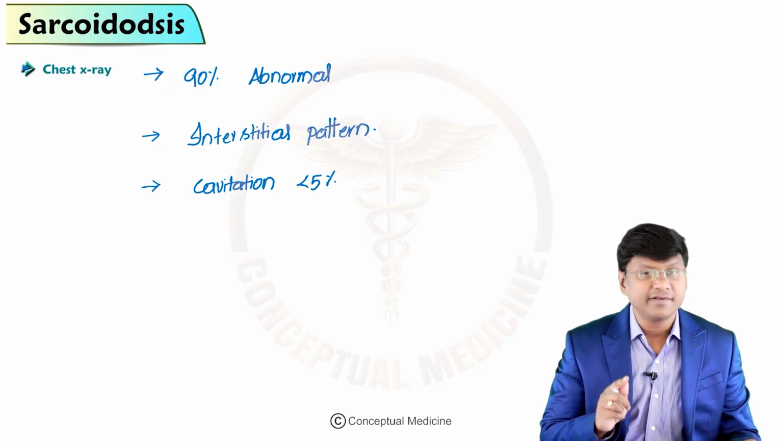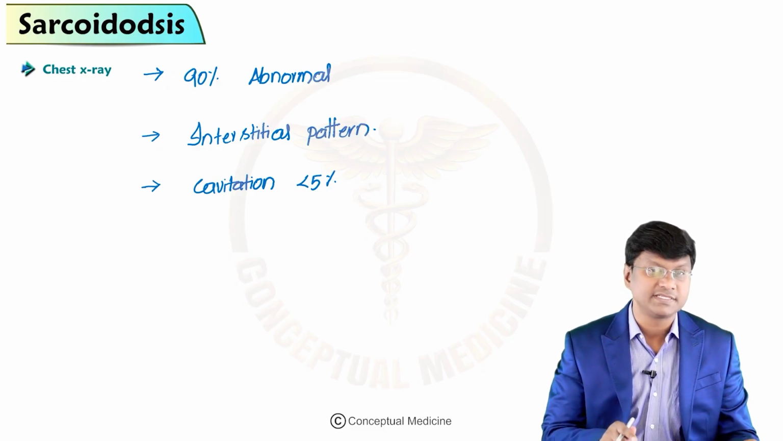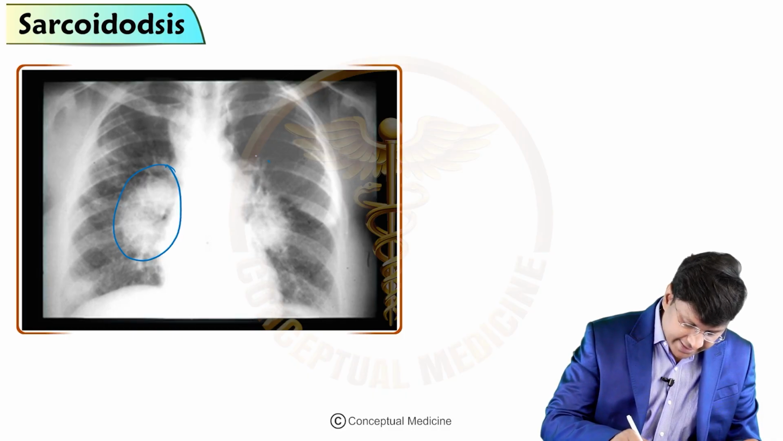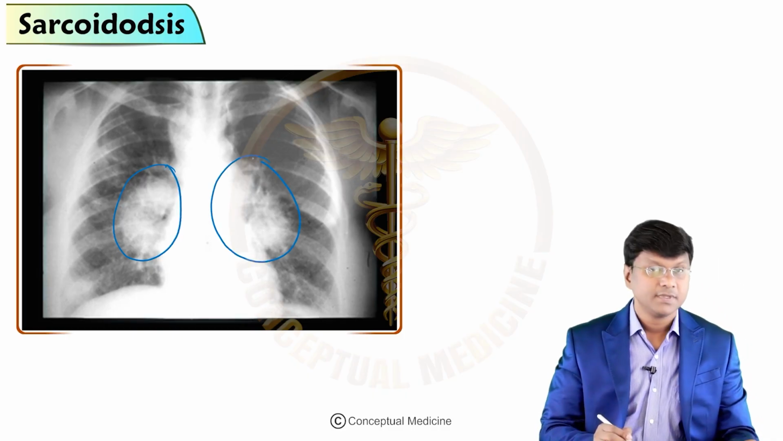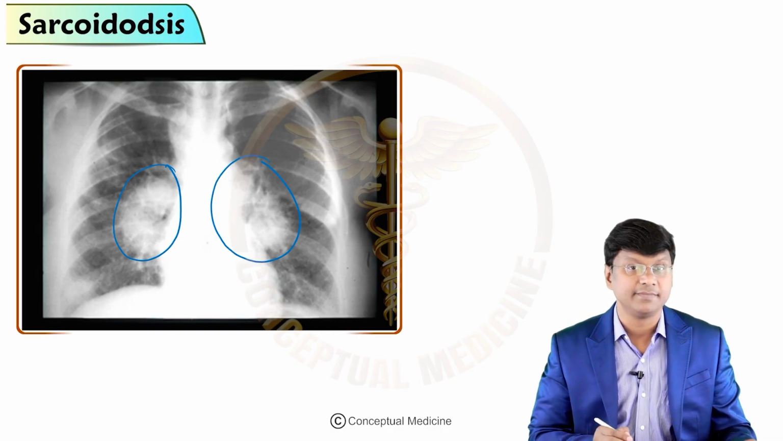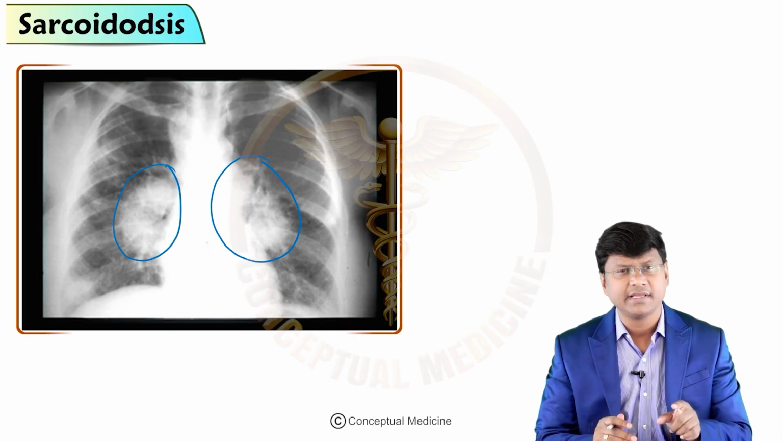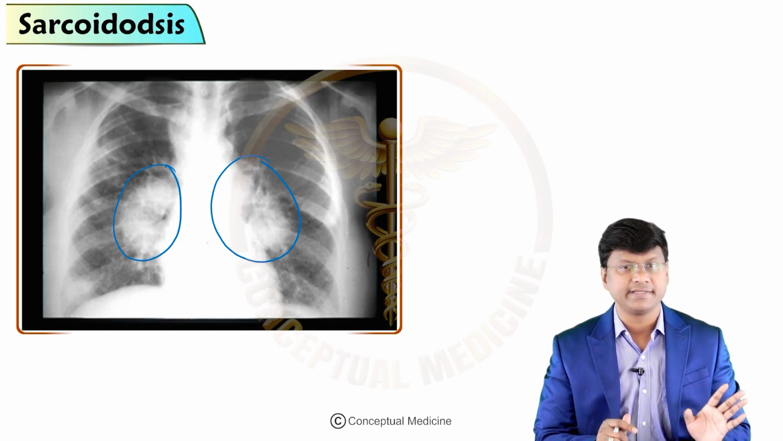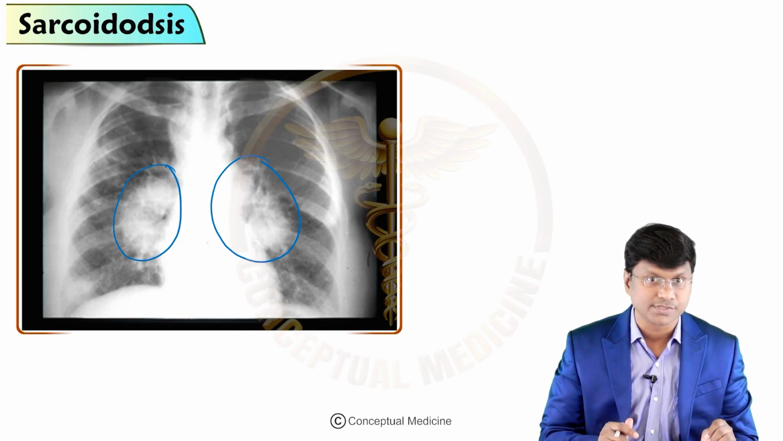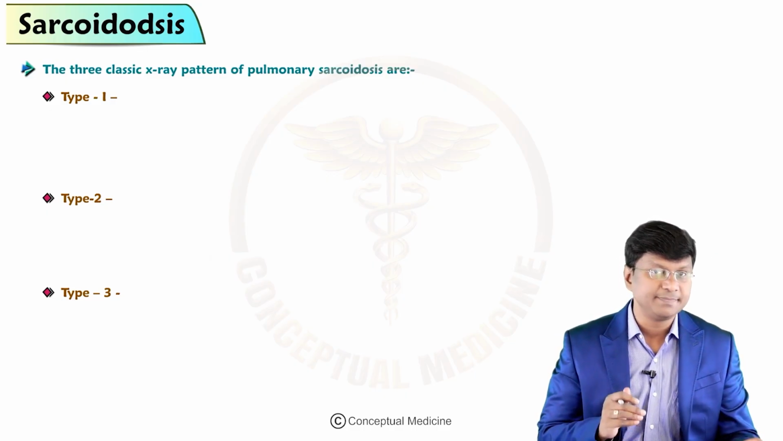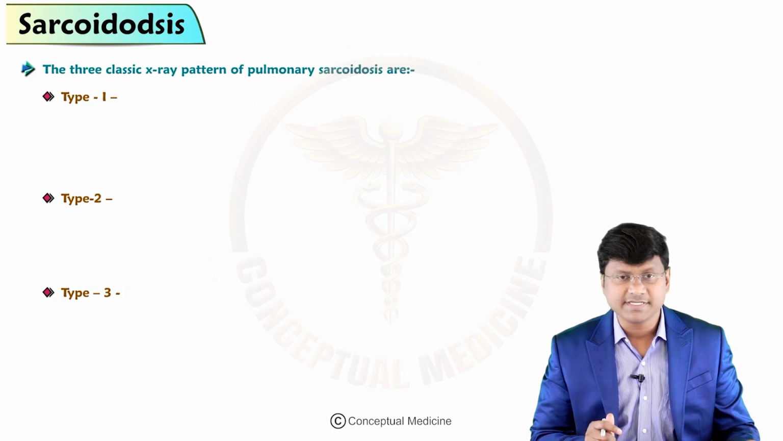And another very important finding in the chest X-ray is the presence of bilateral hilar lymphadenopathy. So accordingly, we have three classic X-ray patterns of pulmonary sarcoidosis. That is, we have type 1, type 2 and type 3 pulmonary sarcoidosis.